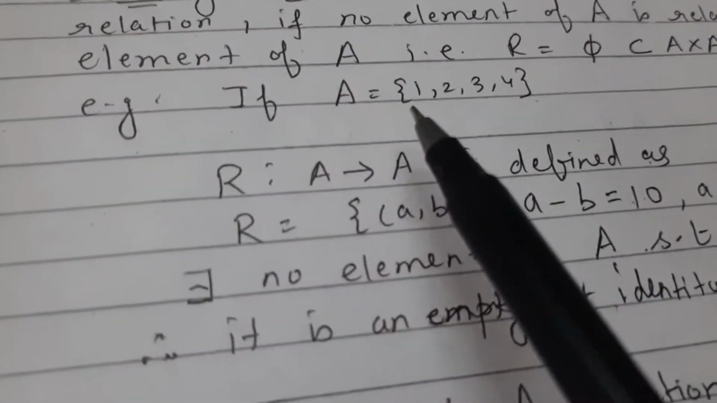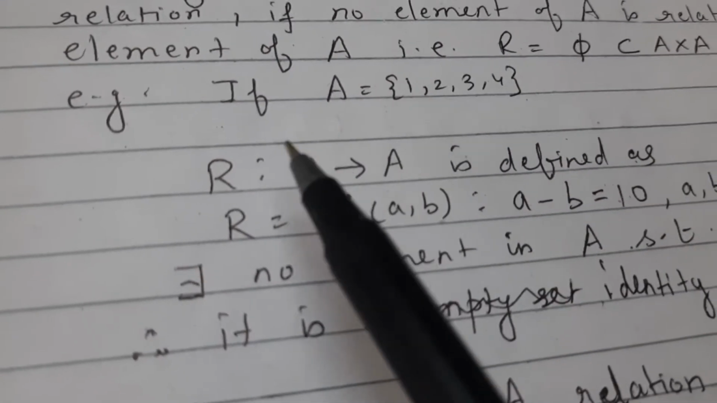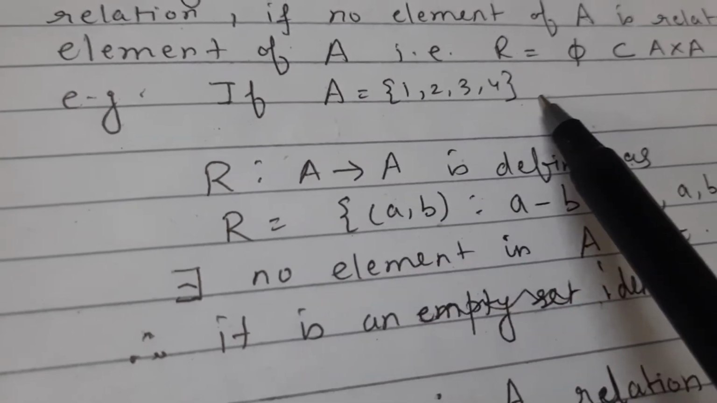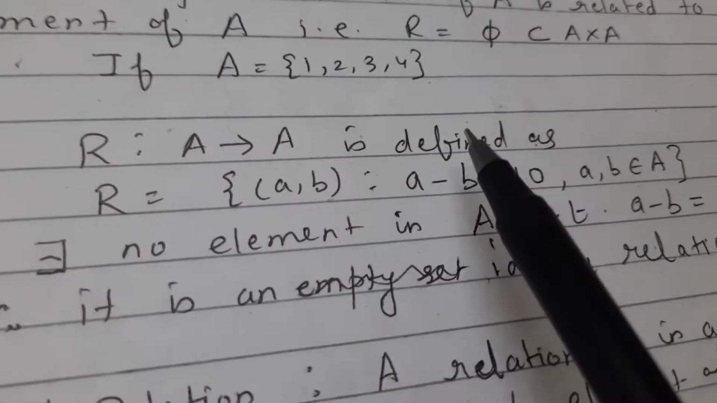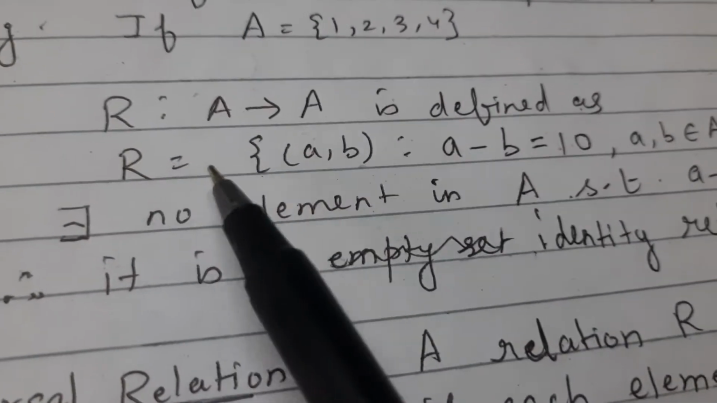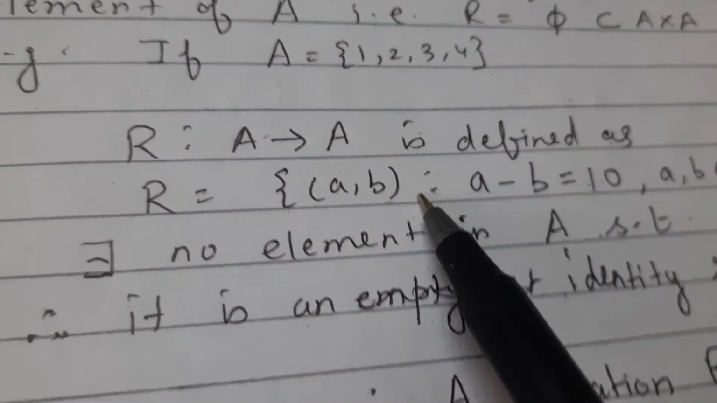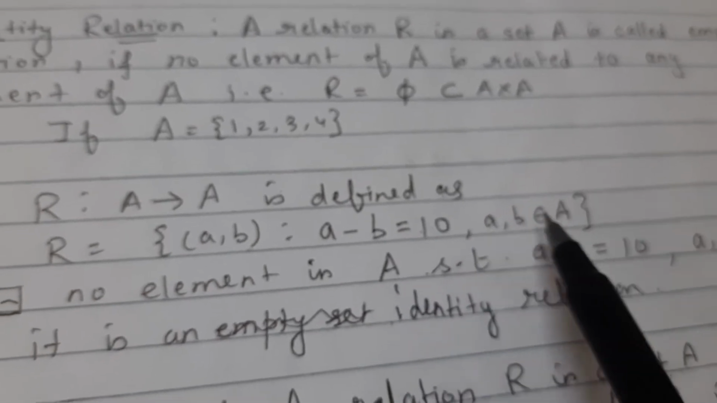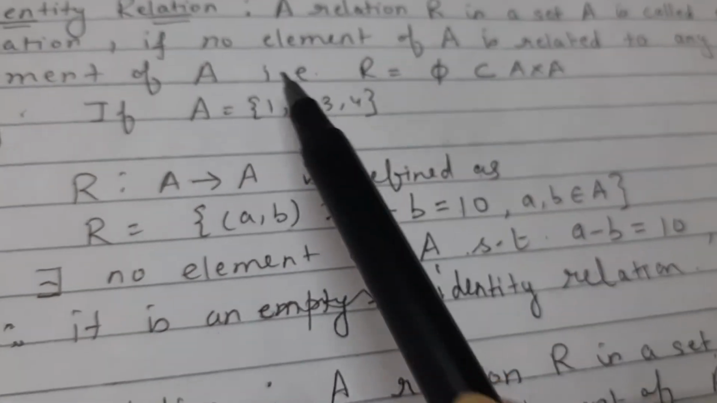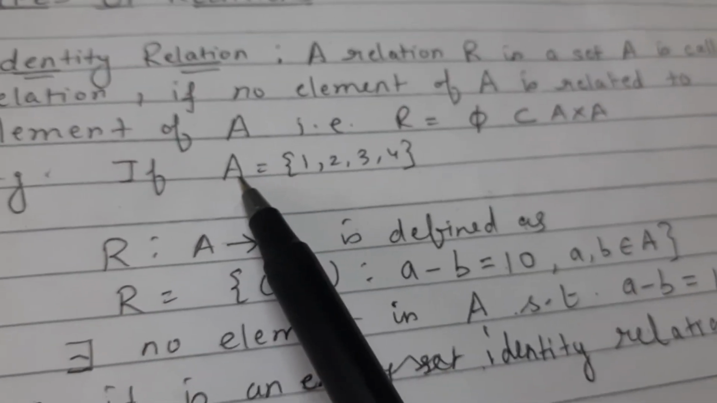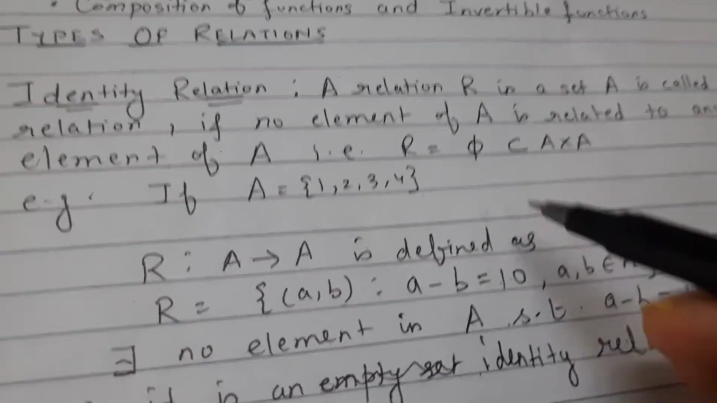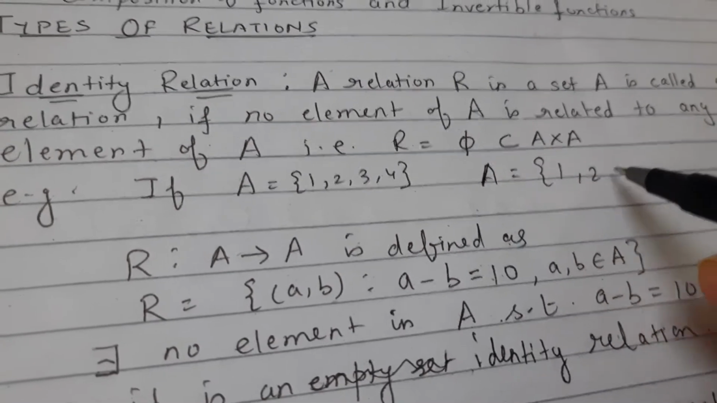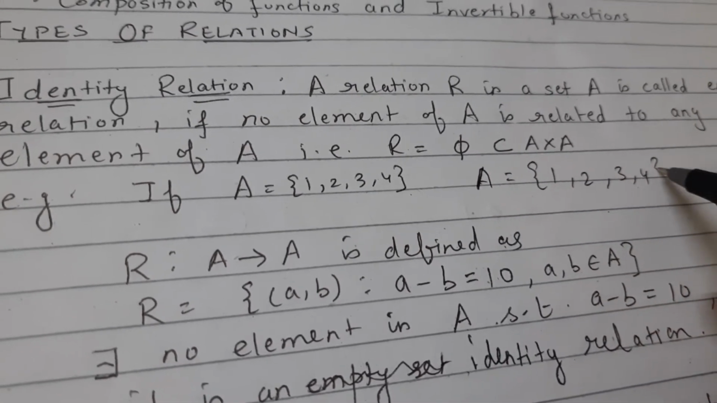If A is 1, 2, 3, 4, I always have to define a relation on a set. So I am defining it on this set. So R from A to A is defined as R is the ordered pair A comma B such that A minus B is equal to 10, and A, B belongs to A. So A and B should belong to A because it is from A to A. The other set is also A. You can write here again if you want, for your understanding, 1, 2, 3, 4.